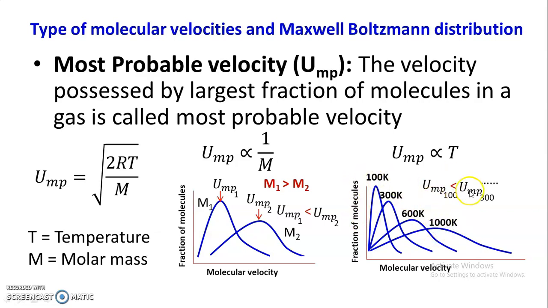Meaning of this is, most probable velocity increases with increase in temperature. So most probable velocity at 100 Kelvin is less than most probable velocity at 300 Kelvin, which is less than most probable velocity at 600 Kelvin, and so on. So as temperature increases, most probable velocity also increases. So this is what is most probable velocity.